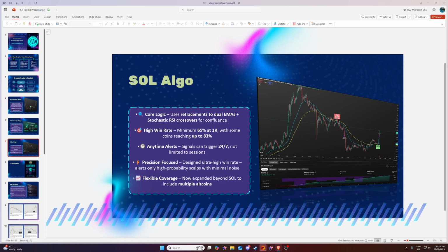So this algo seeks to be different to the old scalp algo, because this one can send alerts at any time of day, so that includes the Asia session as well as weekends. The idea behind this is that our community members should be able to get market opportunities identified at any time of the day.